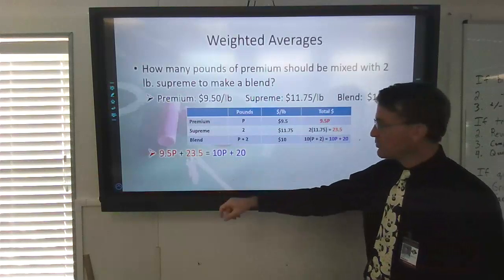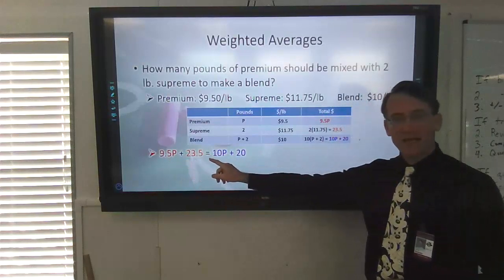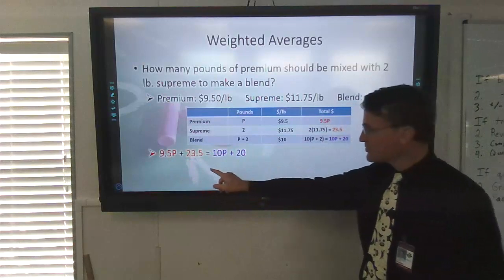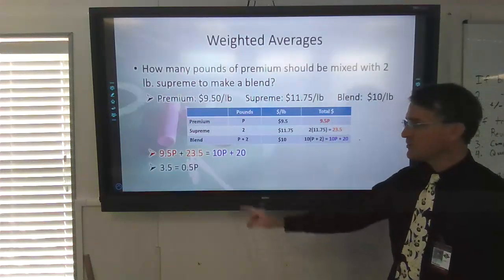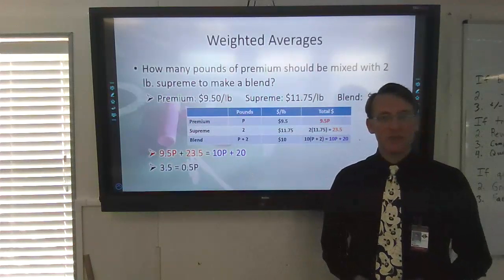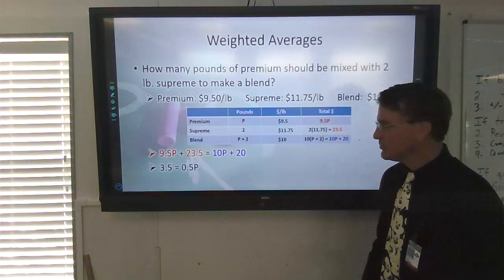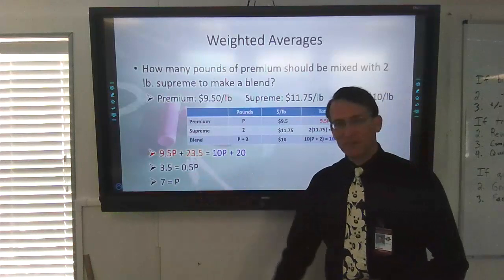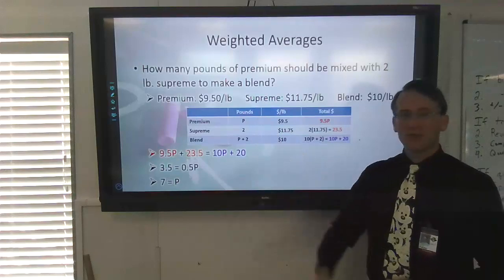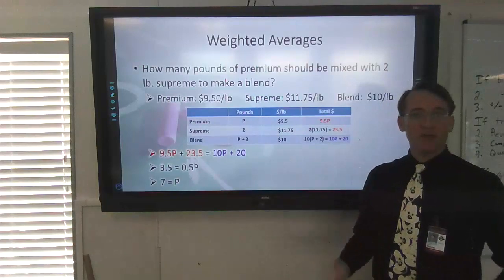I'm going to get all my p's to one side, so I'm going to subtract 9.5p from both sides, and then I'm going to subtract 20 from both sides. That gives me 3.5 equal to 1/2 p. Multiplying both sides by 2 gives me a value of 7. So I need 7 pounds of my premium in order to make the tea that I want.